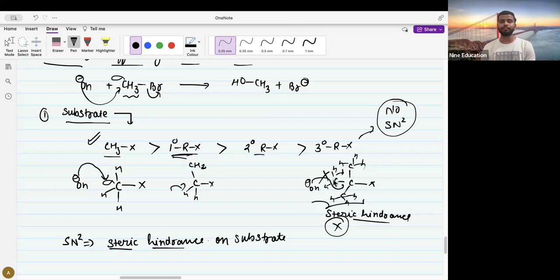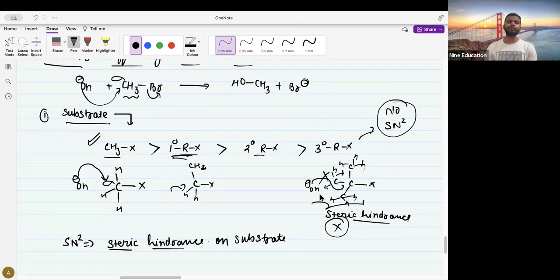So SN2 reaction depends upon the steric hindrance of substrate. Second thing we will try to see, second thing is it depends upon the leaving group also. अगर कोई अटैक कर रहा है पर लीविंग ग्रुप कह ही नहीं रहा. Leaving group is saying I don't want to leave. So how can this be attacked? है ना? So dependence on leaving group also.